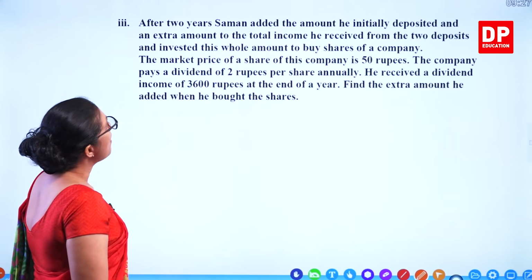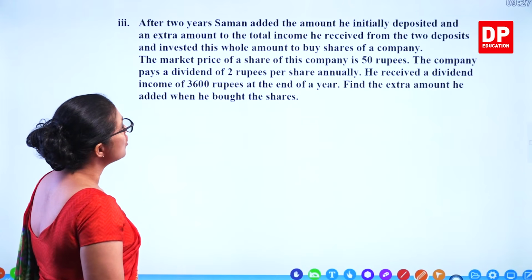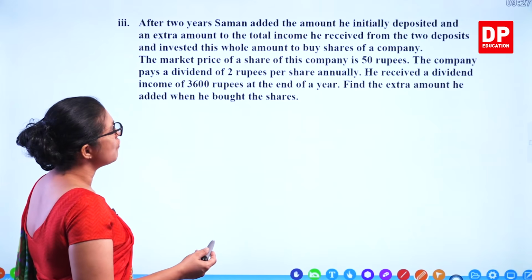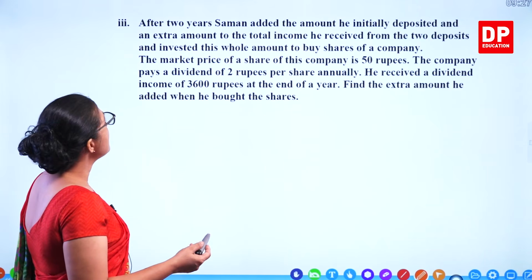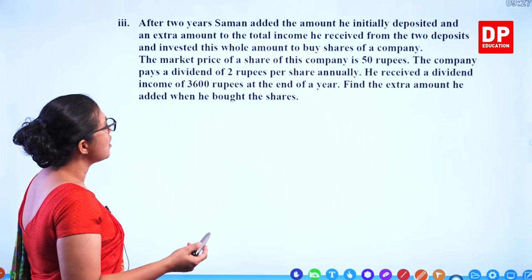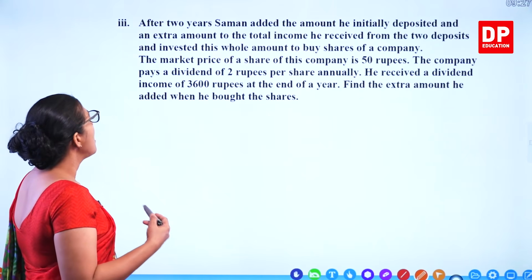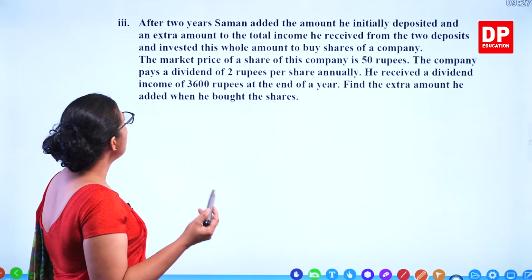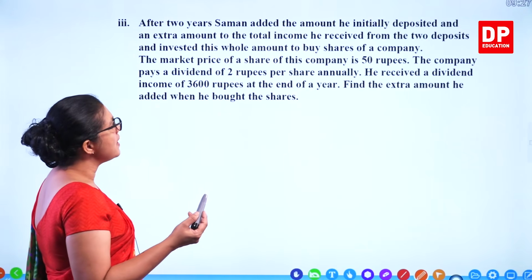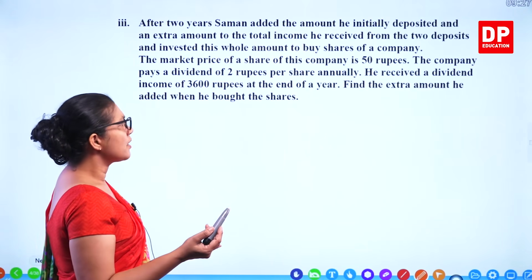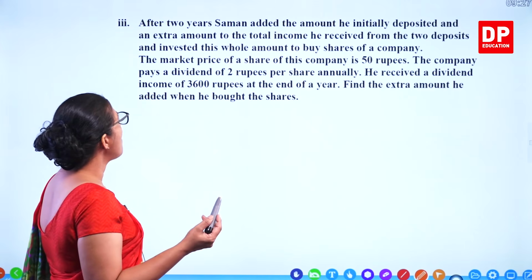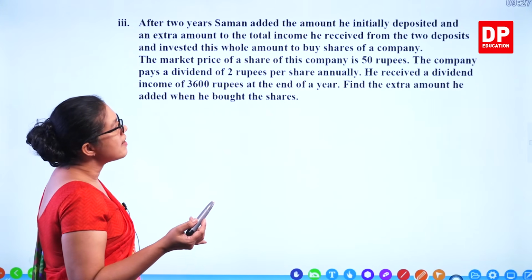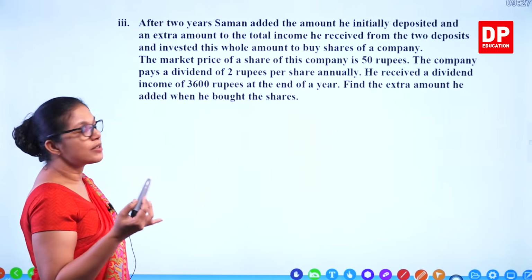After 2 years, someone added the amount he initially deposited, an extra amount, to the total income he received from the 2 deposits, and invested this whole amount to buy shares for a company. The market price of a share of his company is 50 rupees. The company pays a dividend of 2 rupees per share annually. He received a dividend income of 3,600 rupees at the end of a year. Find the extra amount he added when he bought the shares.